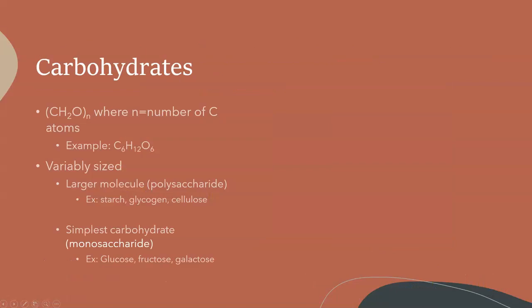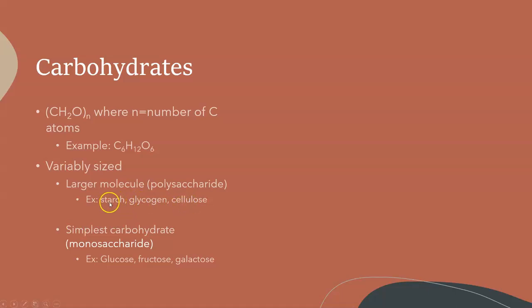All right? So the first we'll talk about is carbohydrates. And the basic formula for carbohydrates is CH2O sub n, where n would be the number of carbons. So if we put 6 here, it would be C6H12O6, right? That's glucose. But we could also put a number of other numbers here, which would be different carbohydrates. These carbohydrates are variably sized. You might have larger molecules called polysaccharides, like a starch or glycogen or cellulose. All of those are polysaccharides.